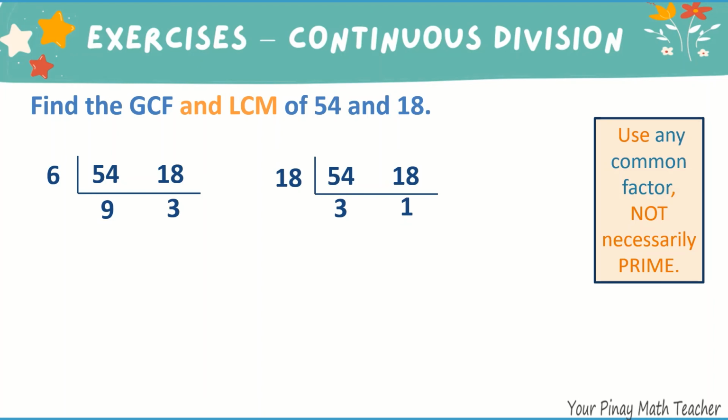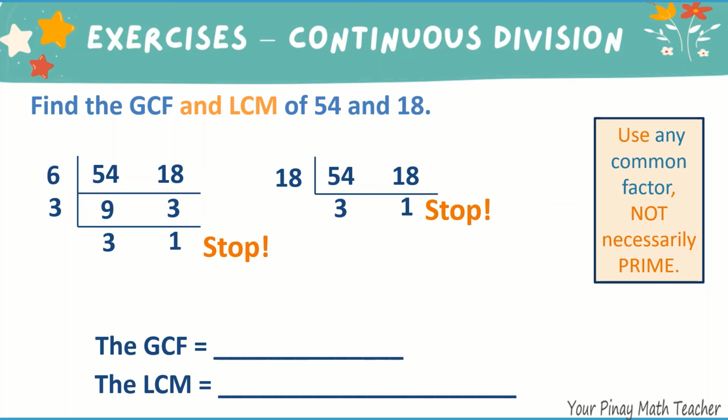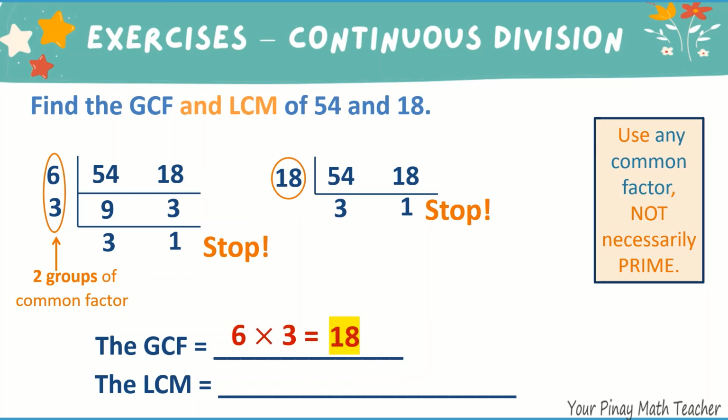Here, 9 and 3 can still be reduced by 3, so continue dividing. So 9 divided by 3 is 3. 3 divided by 3 is 1. Since 3 and 1 cannot be divided or reduced anymore, then stop dividing. So to find the GCF, you look at the numbers on the side. In the first solution, there are two numbers, so you have to multiply 6 and 3, which is 18. In the second solution, you simply copy 18. That's why our answer is also 18.